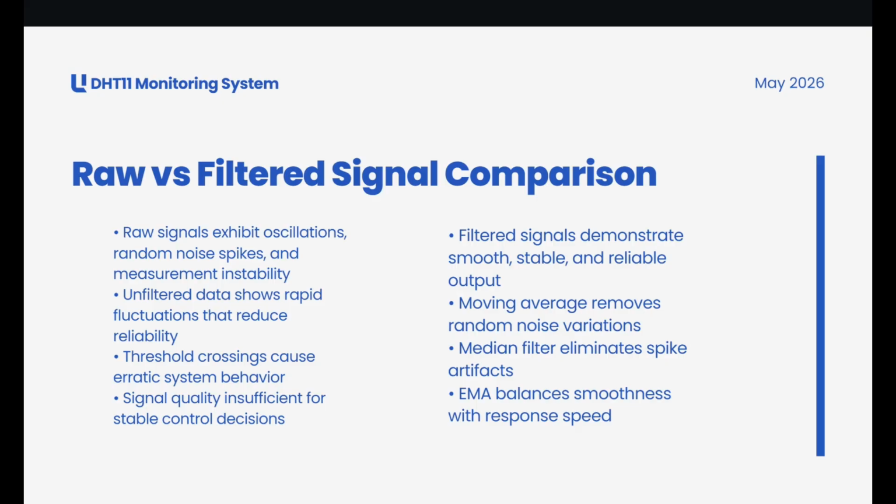On the other side, in the filtering signal comparison, moving average removes random noise variation. Median filter eliminates spike artifacts. EMA balances smoothness with response speed.